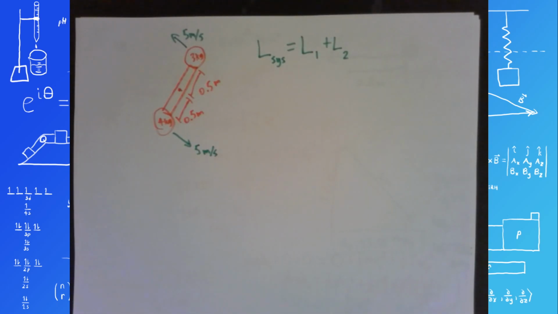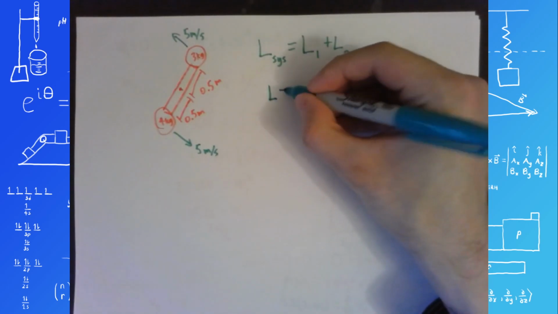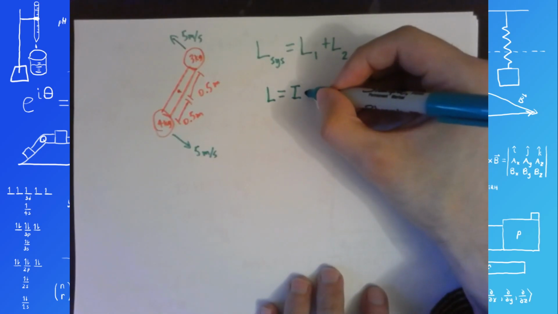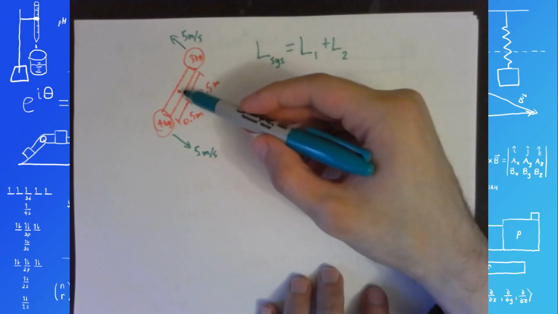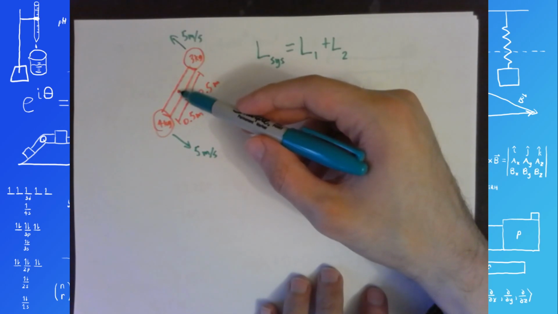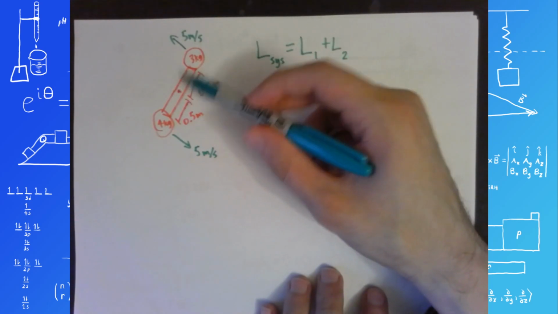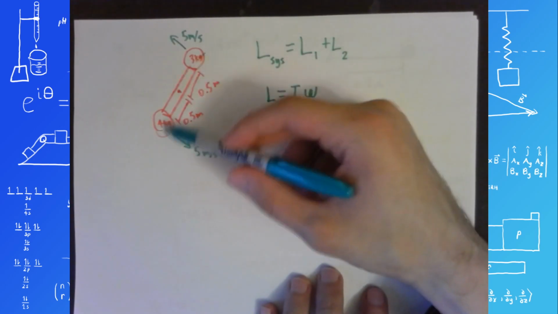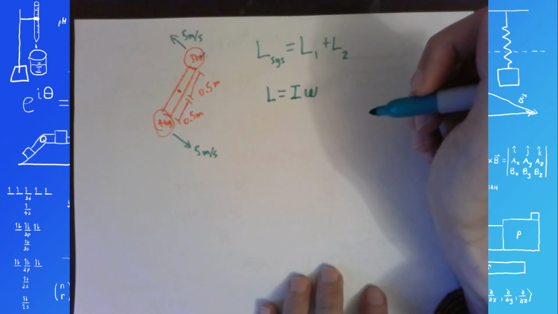And for angular momentum, we have several different ways to calculate it. The most basic way to calculate the angular momentum of an object is the moment of inertia of that object times its angular speed. However, if the object is a point mass, and I would consider it a point mass if the axis of rotation does not go through the object. So in this case, the axis of rotation goes through the rod. It does not go through the 3 or the 4 kilogram objects. So I would consider those to be point masses.